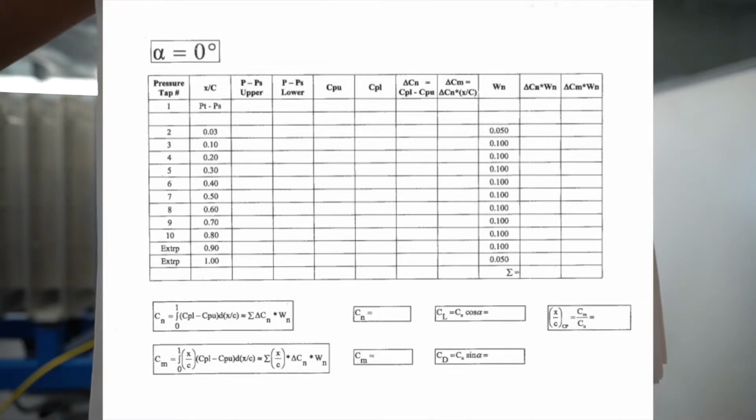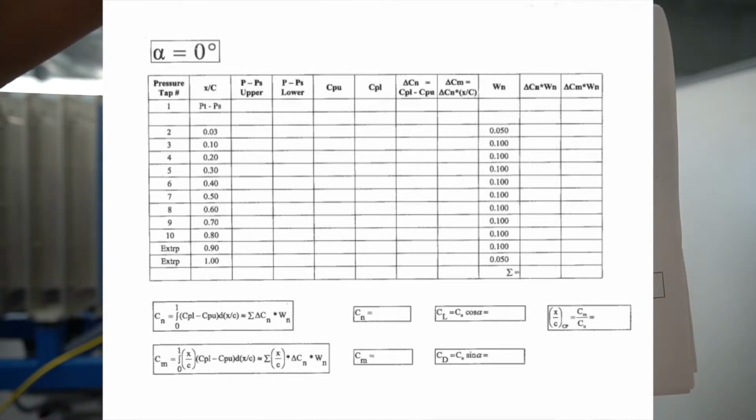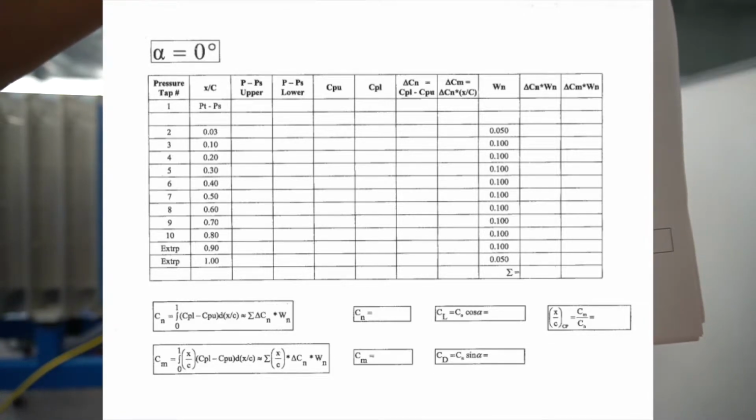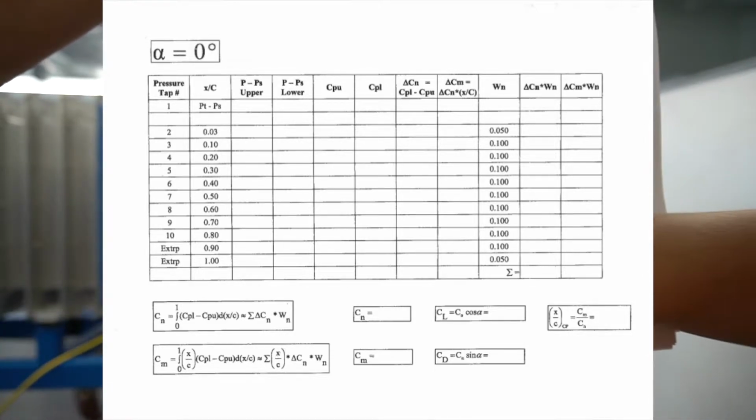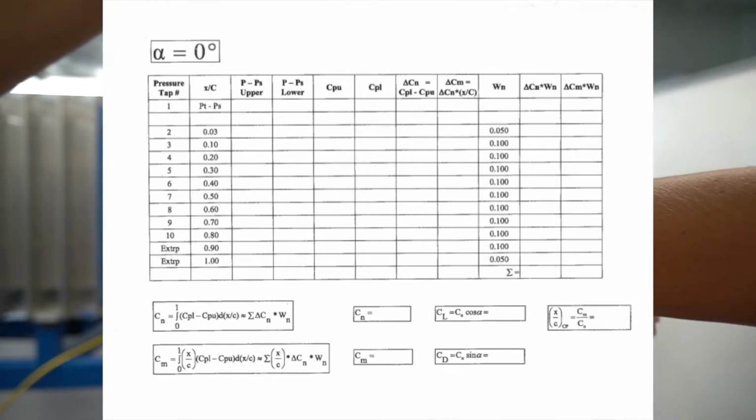Alright, so our next column along is our delta CN. CN stands for our normal coefficient, and how do we calculate that? All we're going to do is subtract our coefficient of pressure from the upper face from the coefficient of pressure of the lower face, so CPL minus CPU. Our next column along is going to be delta Cm, and this stands for our moment coefficient. We calculate it by taking our delta Cn value and multiplying it by our x over c.